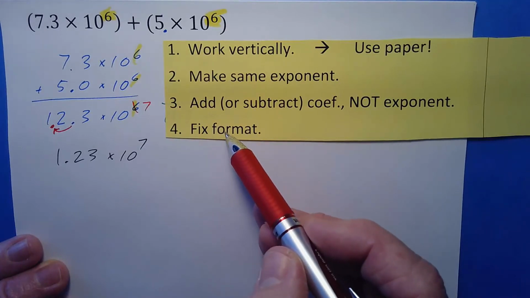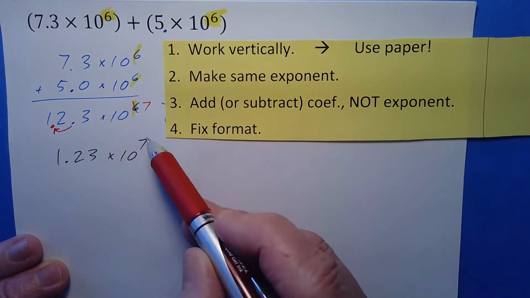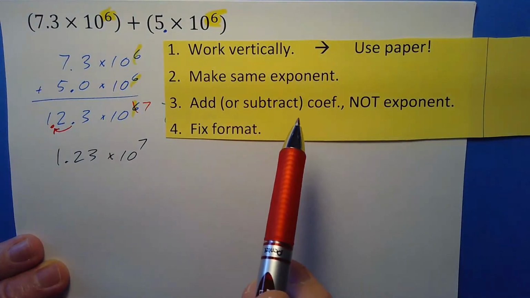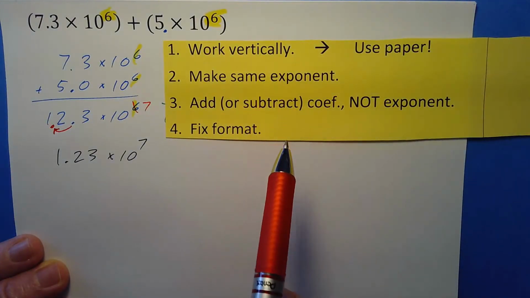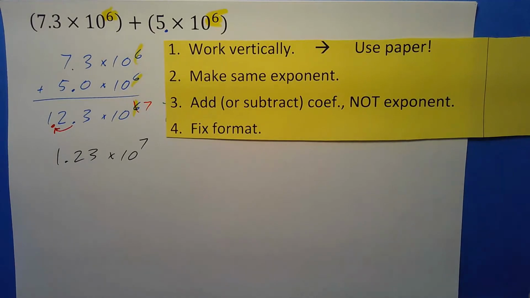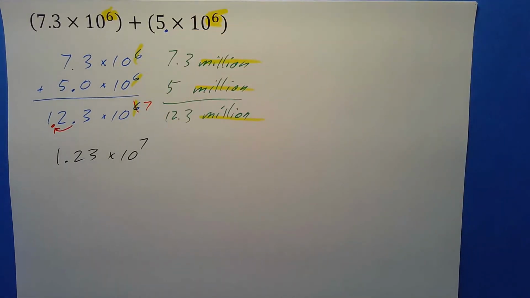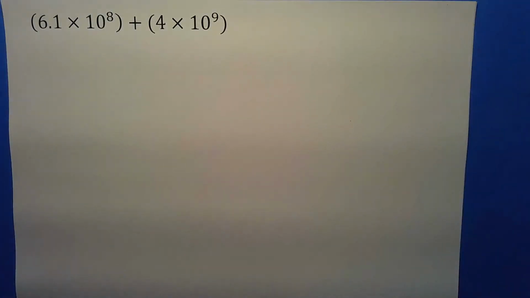Finally, we might need to fix the format like we did here. See where we fixed the format? So it's not a bad idea to stop, pause, and write these down. These are really important steps when we're adding in scientific notation. Okay, so let's move to our next problem.